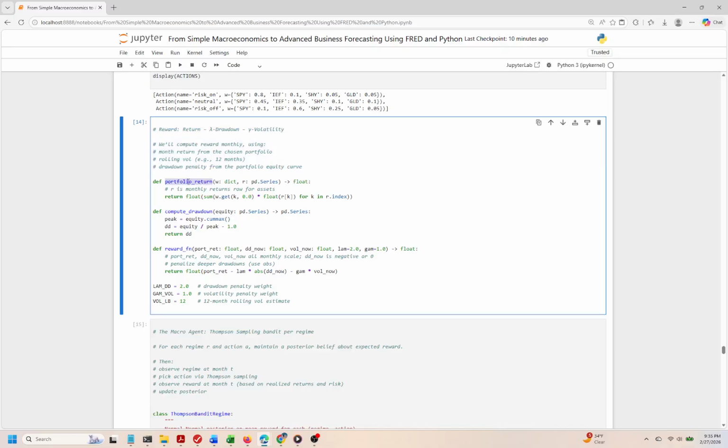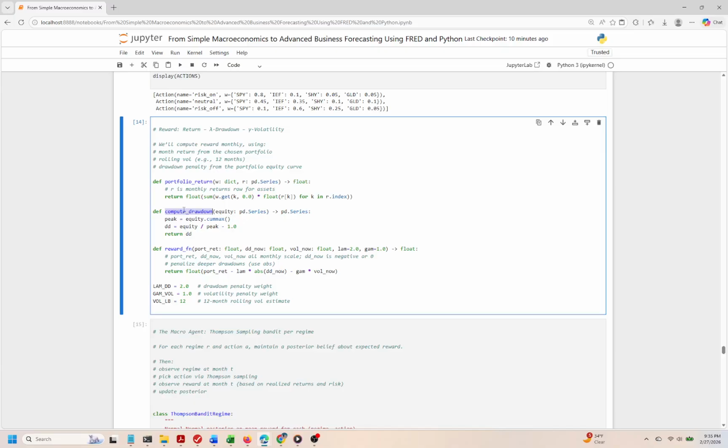Next, we compute the drawdown, which represents the decline from the peak of the portfolio's value. This is done by taking the cumulative maximum of the equity values and determining how far that current equity is from its peak. This measure helps identify how much loss an investor might have experienced from the highest point, adding a critical dimension to risk assessment.